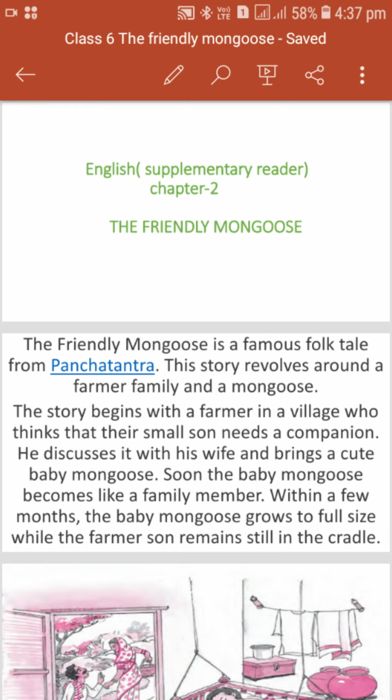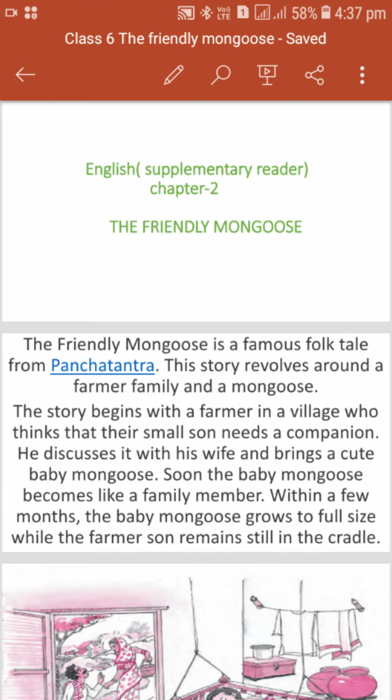Okay. So my dear students, today we will deal with a lesson from the English Supplementary Reader chapter 2, The Friendly Mongoose. Let's continue with the lesson now. The Friendly Mongoose is a famous folk tale from the Panchatantra.